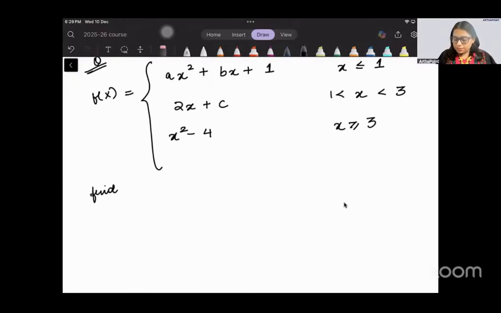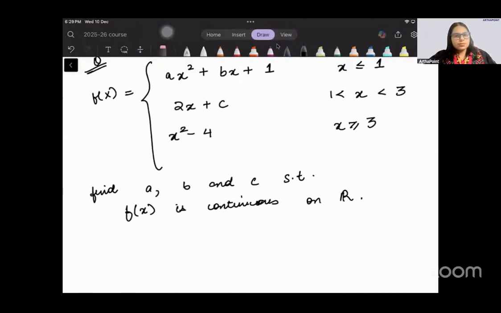Find a, b, and c such that the function is continuous on R. Give it a try.